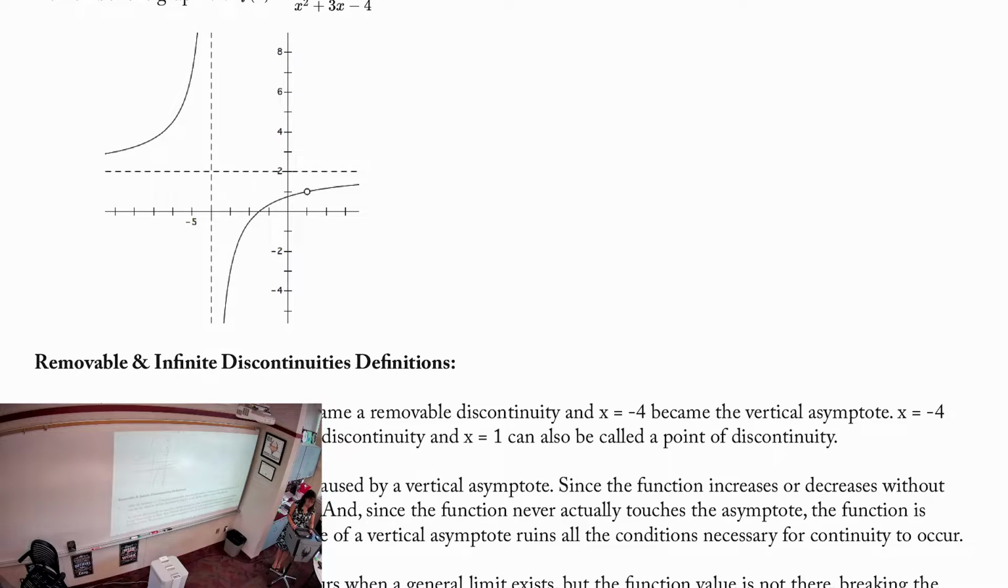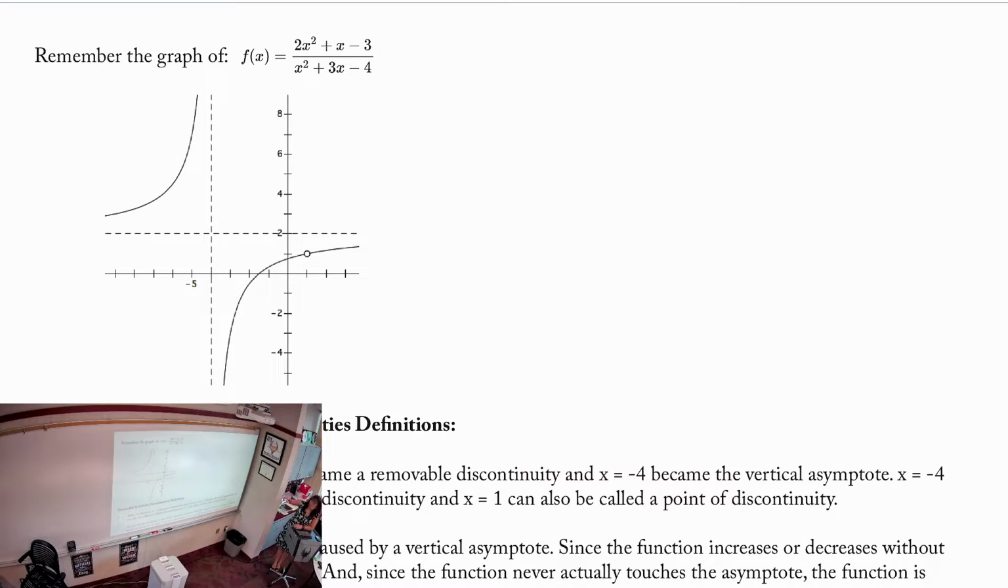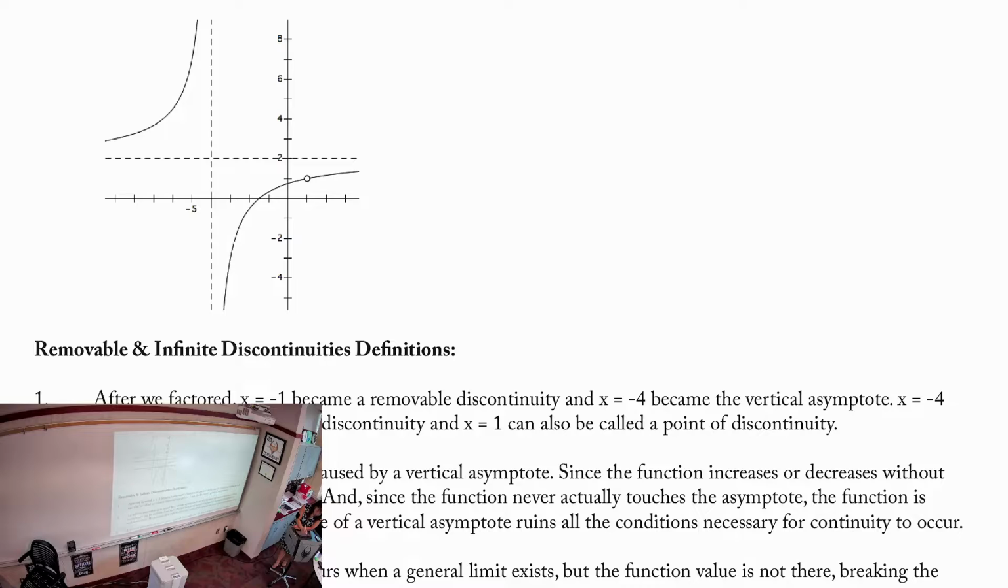So I just talked about it in the other example, but this also gives you another look back at the original example that we talked about before. You have your removable discontinuity, and then we can call this a vertical tangent or an infinite discontinuity.